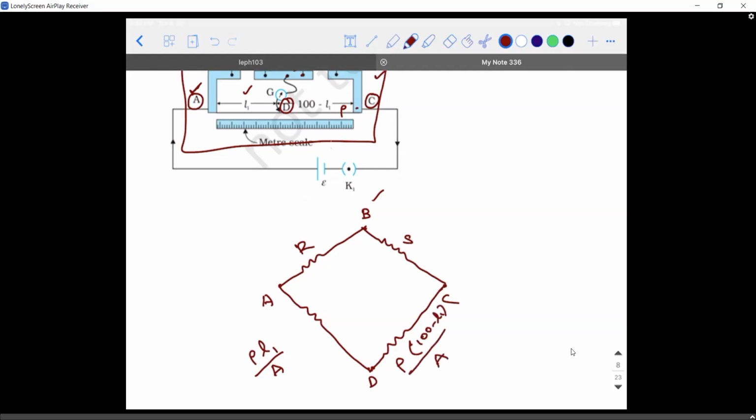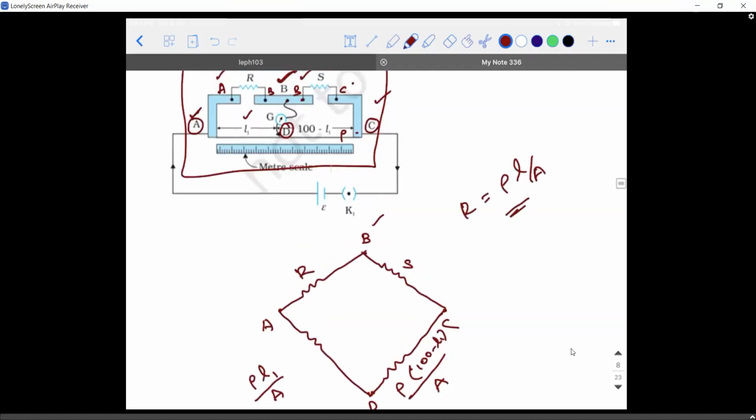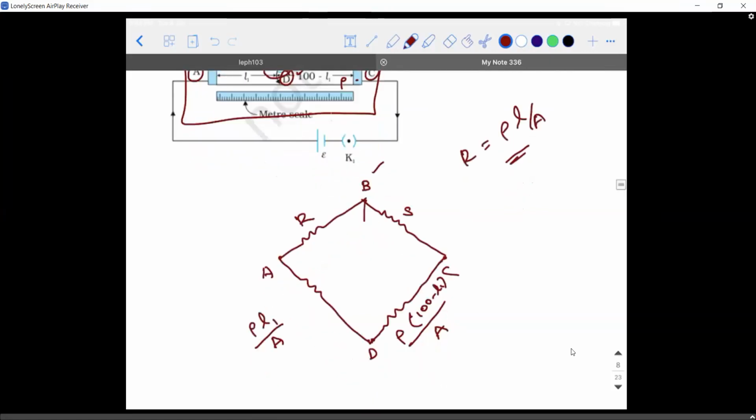So what formula did I apply? R is equal to rho into L divided by A, where rho is the resistivity, L is the length of that portion, and A is the area of cross section. And what is connected between B and D? Is it not a galvanometer? So between B and D, I'm going to connect a galvanometer. Clear?